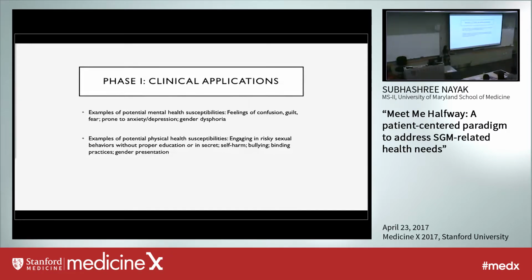All right. Examples of physical health susceptibilities would be engaging in risky sexual or non-sexual behavior without proper education or in secret. Self-harm, bullying, binding practices, basically anything that patients might find on the internet that they might think, this might help me feel better about myself. It may or may not. Oftentimes, patients might approach you with information and you say, hold up, let's research that and see if that's actually safe to do.